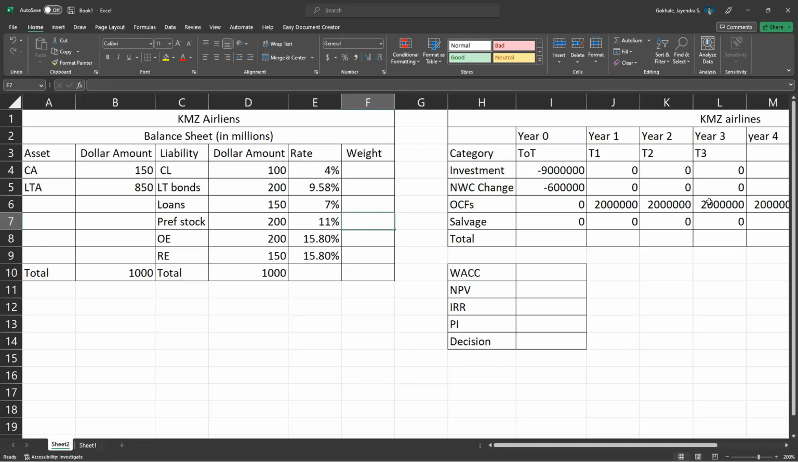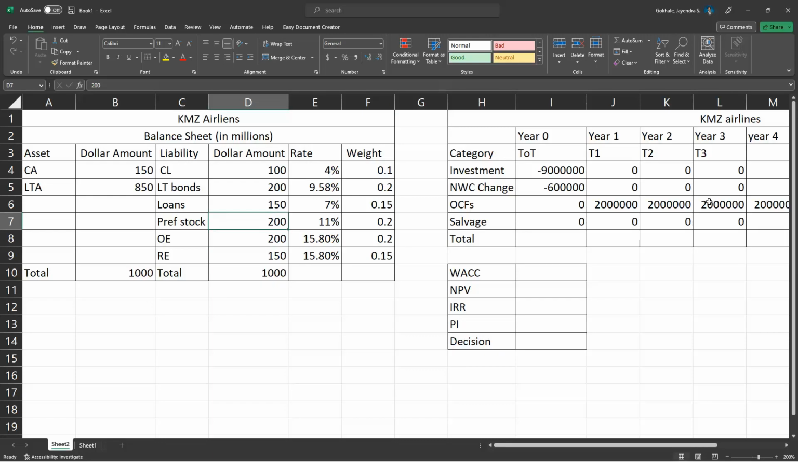So the weights are going to be slightly different. It is going to be this 100 divided by $D$10. That's the weight. So the weight of current liabilities, which were borrowed at 4%, is 10%. Weight of long-term bonds, 20%. Weight of loans, 15%. Weight of preferred stocks, 20%. Weight of owner's equity, 20%. Weight of retained earnings, 15%.